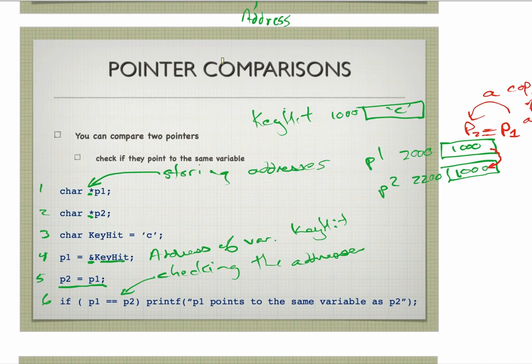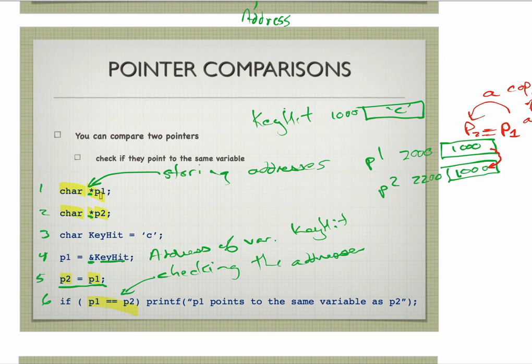We can also compare addresses. So in this case, if P1 has been designed to store an address, and if we go there, we're going to find a char, and P2 has been designed to store an address, and if we go there, it's designed to hold a char. Then we can take the address of a variable, put it in P1. We can then assign the contents of P1 to the variable P2. And here we can actually check to see whether those addresses are the same.